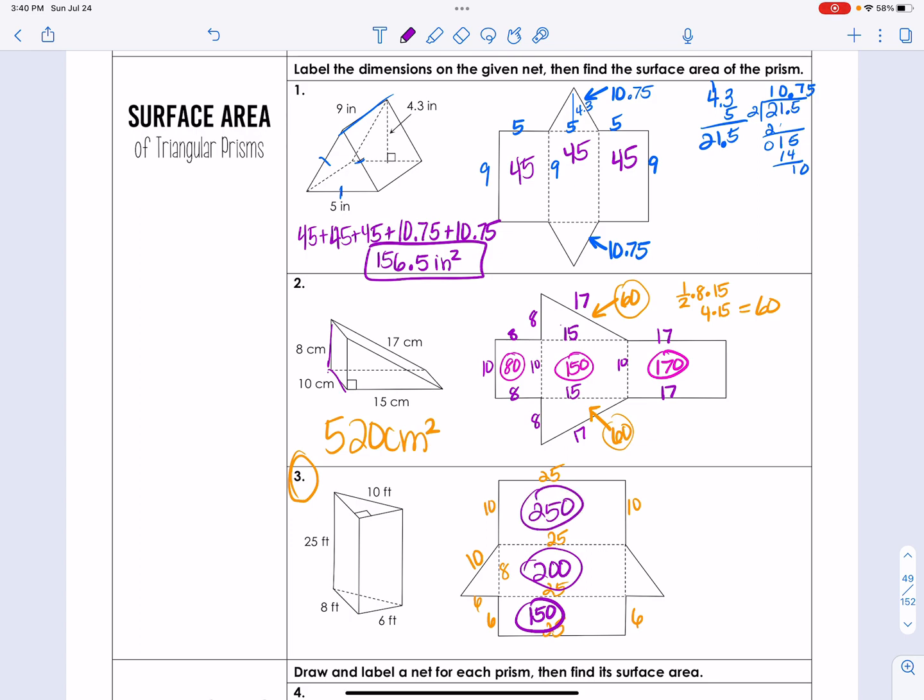So now I'm going to do the triangle. So it's 1/2 times 6 times 8. So half of 6 is 3, and 3 times 8 is 24. So that means these triangles have to be the same. So I'm going to take all of those numbers and add them up on my calculator. So 250 plus 200 plus 150. And then I'm going to add 24 plus 24. And I get 520. No, I don't. I was looking at the wrong one. Sorry, that's the next one. I get 648 feet squared.